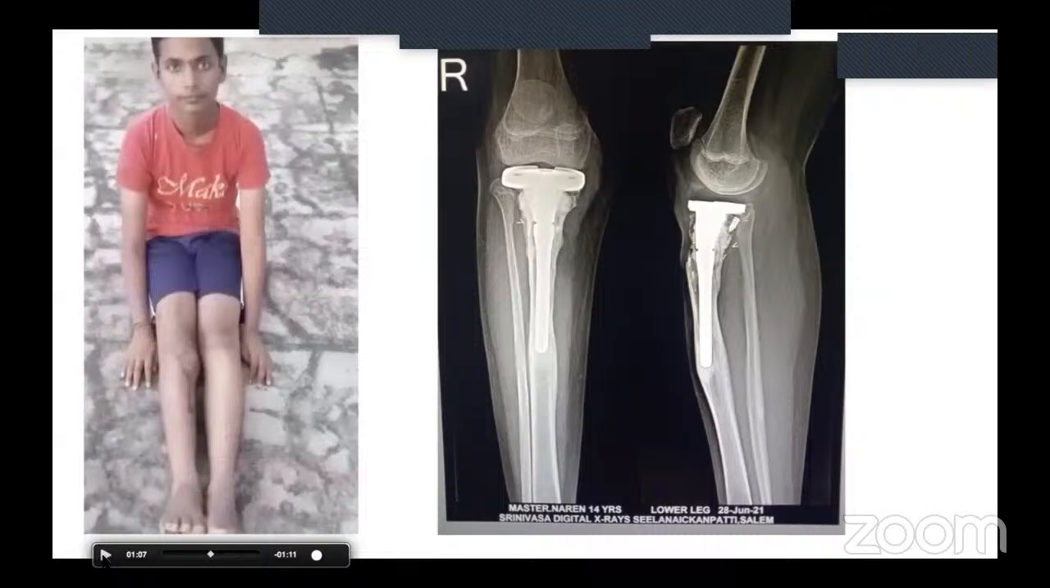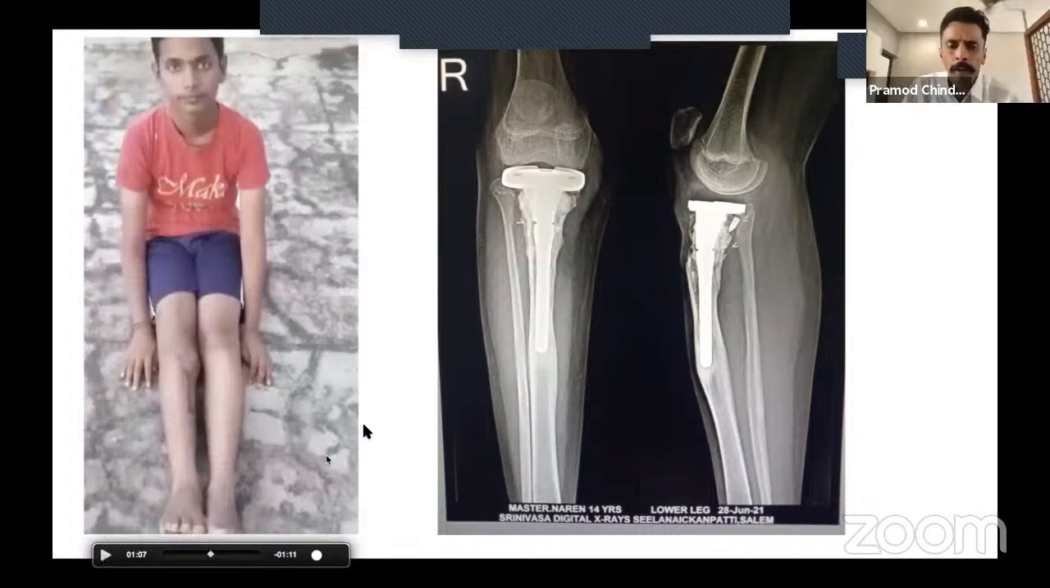Pramod, well done. Nicely done job. I've not seen one being done before, I've just seen the references. What do you think the long-term results are going to be? How will the articular cartilage and the poly of the tibial plate work in the long term?